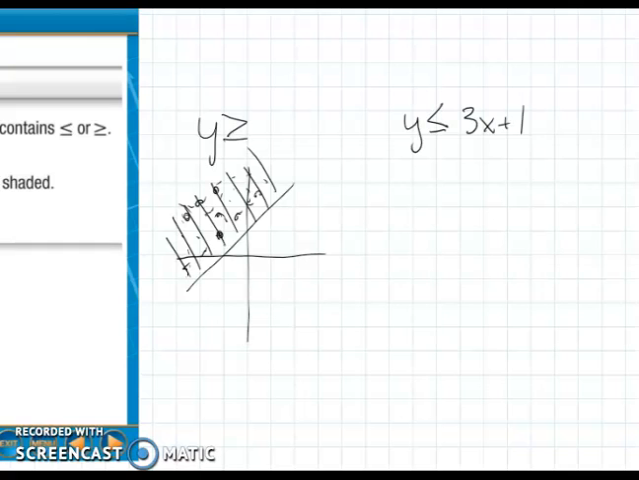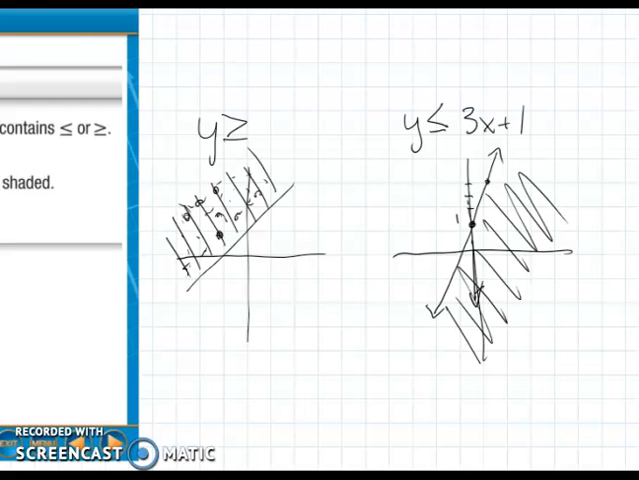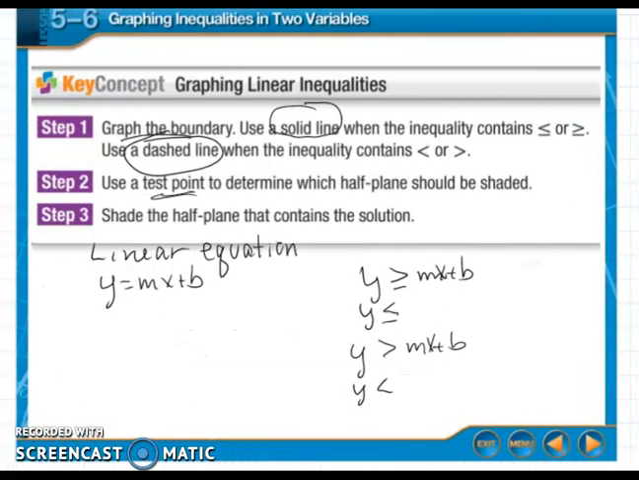So if I had an equation that was y is less than or equal to, say, 3x plus 1, my boundary is going to be something like this. The y-intercept is 1. Go up 3 over 1, solid boundary, and this is all the y values that are less than that line. So we would shade on this side, and I'll show you how to do that with a test point too, to decide that.